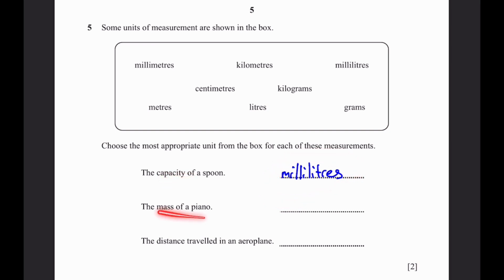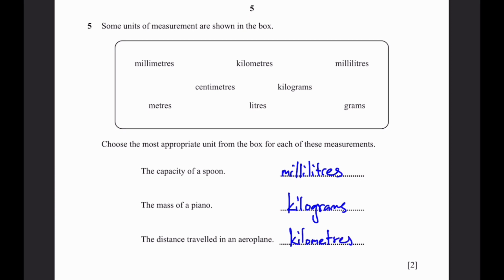The mass of a piano, kilograms, because pianos are extremely big and bulky, so we need a high measurement to measure it, or a measurement with more value to it. The distance traveled in an aeroplane, we can measure it in kilometers, because airplanes travel thousands of kilometers for one journey. So the distance traveled in an airplane has to be kilometers and cannot be less than that. Let's go to question 6.